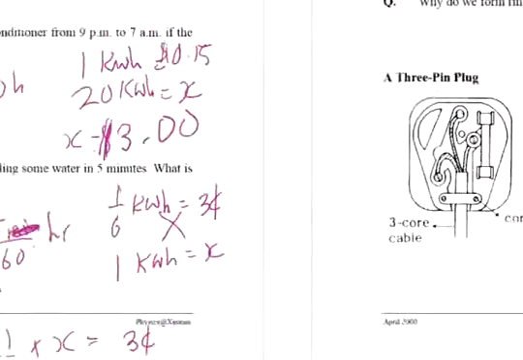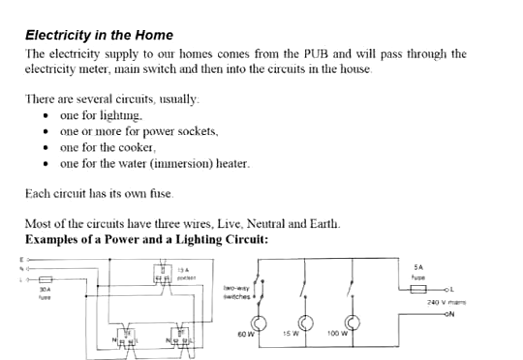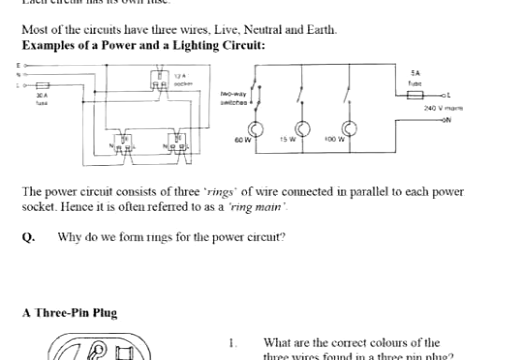Next one, electricity in the home. The electricity supply to our homes comes from the PUB and will pass through the electricity meter and the main switch and then to your circuits in the house. There are several circuits, usually one for lighting, one or more for power sockets, one for the cooker, one for the water immersion heater. Each circuit has its own fuse. Okay, so this is an example. Most of the circuits have 3 wires: live, neutral, and earth.